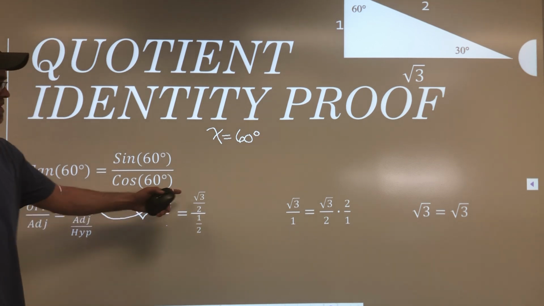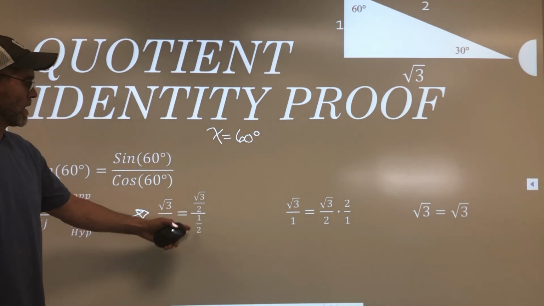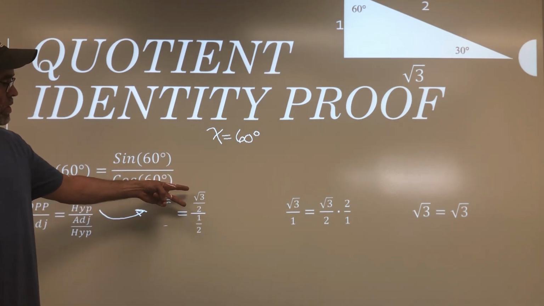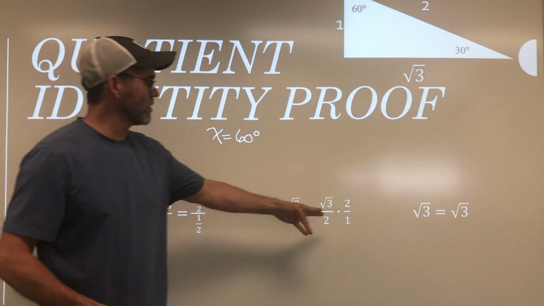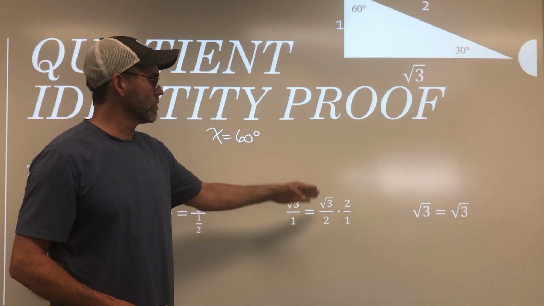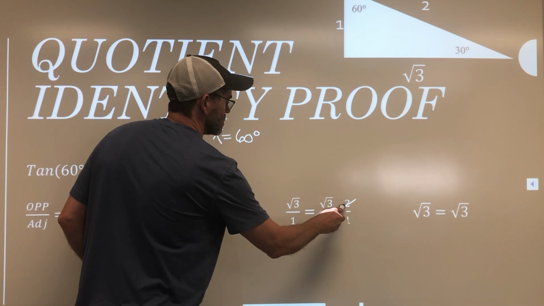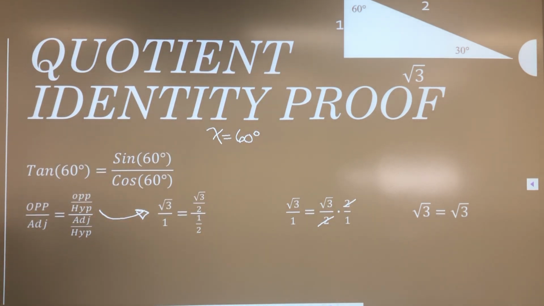What is the sine of 60? Root 3 over 2, cosine of 60, 1/2. And we have a complex fraction here, so root 3 over 2 divided by 1/2 means we could flip that and multiply over here. So we have the root 3 over 1 is equal to root 3 over 2 times 2 over 1, and you can see that these 2's would have canceled, and we get that square root of 3 is equal to the square root of 3. Again, just to show that this does in fact work.